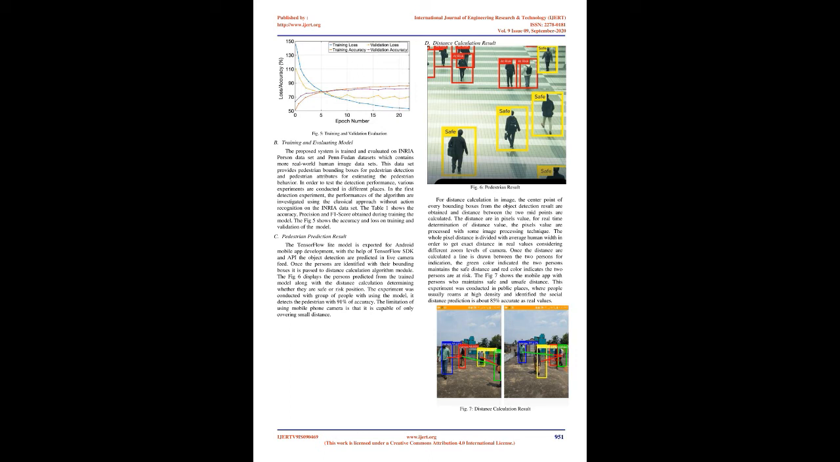Predicting pedestrian. The pedestrian prediction training model is trained in the TensorFlow environment. The following steps are required in order to train the model. Gathering images and labeling data. TF records creation. Training and exporting model. For gathering the data set, the images are downloaded from INRIA person data set and Penn-Fudan database, in which different image formats are converted to JPEG format.